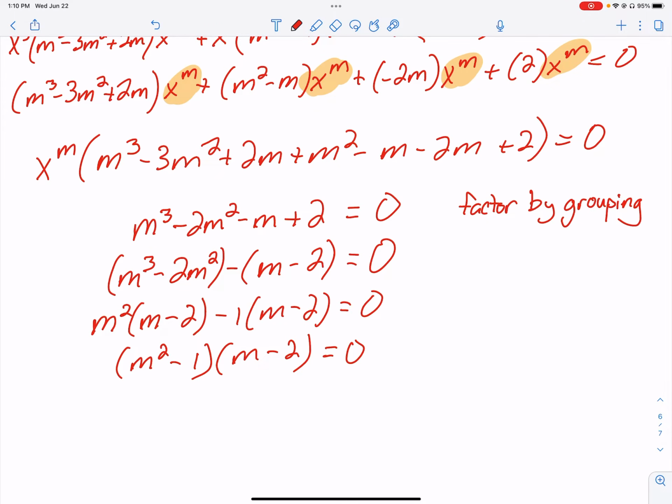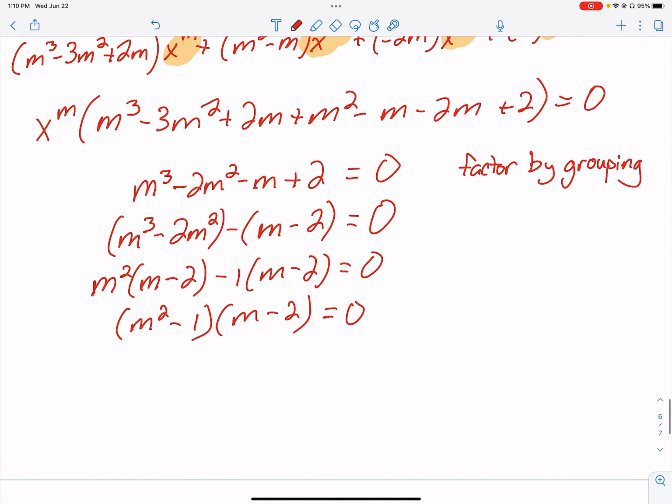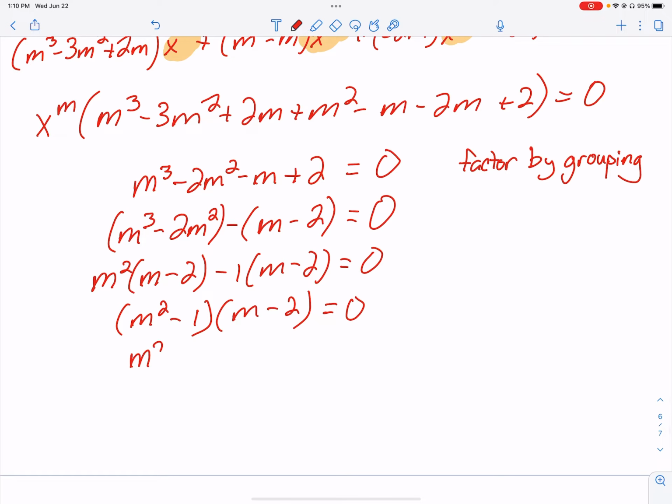That is factor by grouping. Now I have the zero product property, which tells me that I can set both of these equal to 0. All right, the solutions I get here are m equals plus or minus 1 and a positive 2. Right, that tells me 3 solutions.